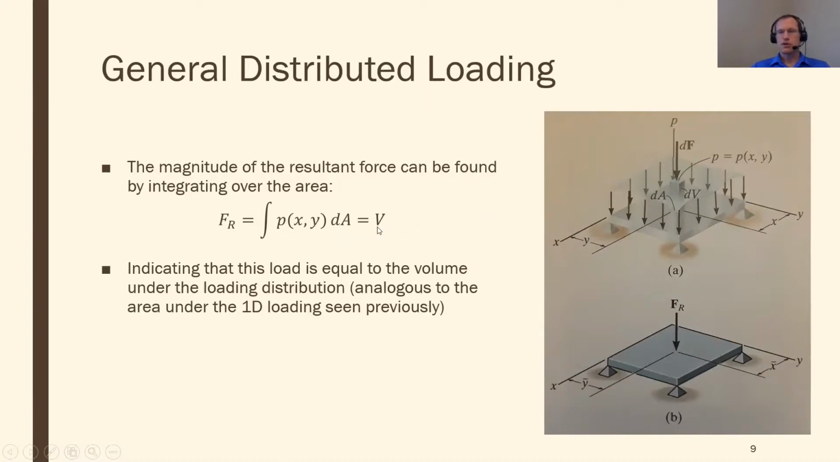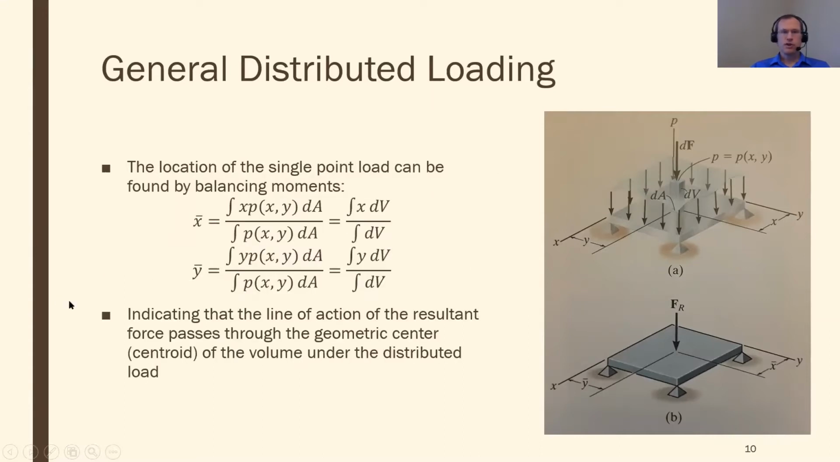So similarly to the one-dimensional case, where I integrate under the line and find the area under the curve, in this case, because I'm integrating a two-dimensional loading, an area essentially, when I integrate that, I get the volume under that top surface. And so this total force magnitude Fr is essentially the volume under my loading curve, or my loading sheet area, whatever you want to call it.